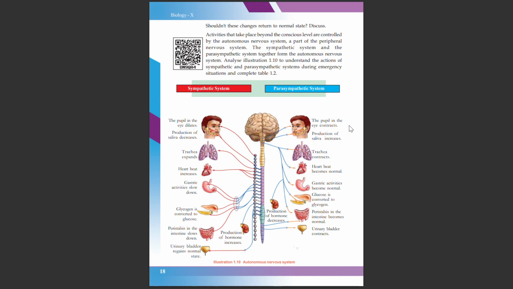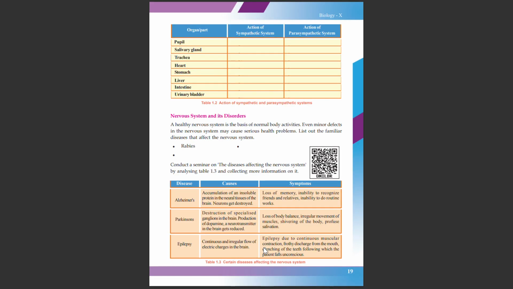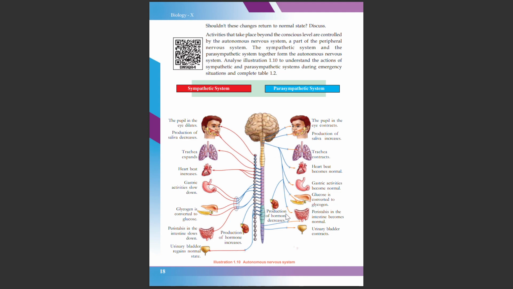And then parasympathetic: the pupil in the eye contracts, it becomes small. Production of saliva increases, trachea contracts, heartbeat becomes normal, gastric activities become normal, glucose is converted to glycogen. Glucose is mainly stored as glycogen in the liver. Peristalsis in the intestine becomes normal, urinary bladder constricts. Usually, the urinary bladder will be in the constricted form. Production of hormones decreases. The hormones they're talking about are adrenaline and noradrenaline. That will decrease.